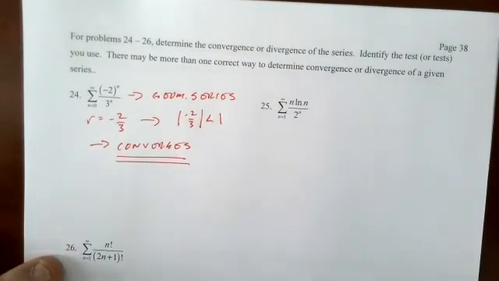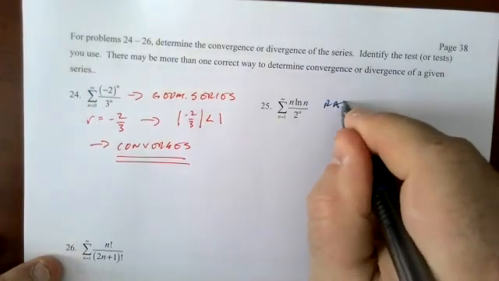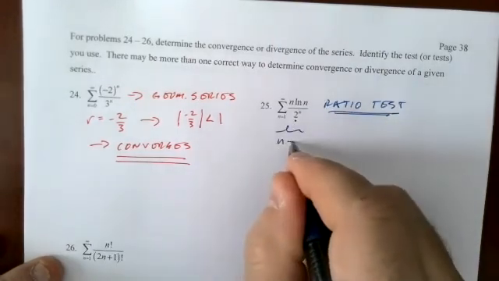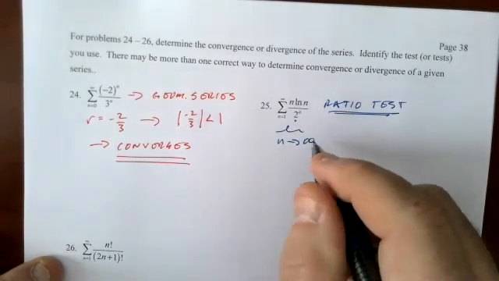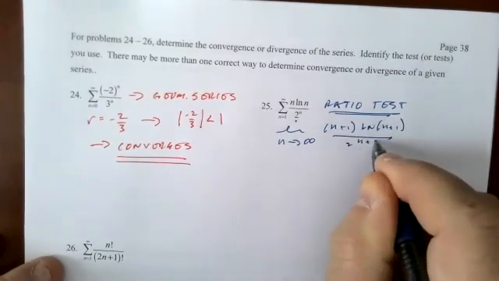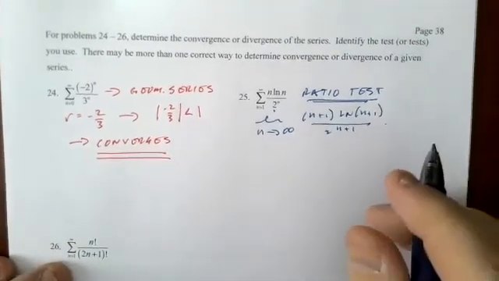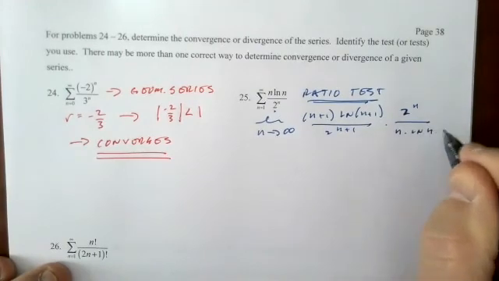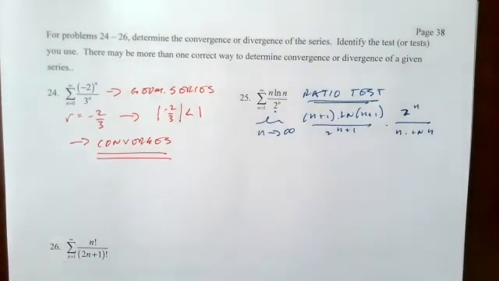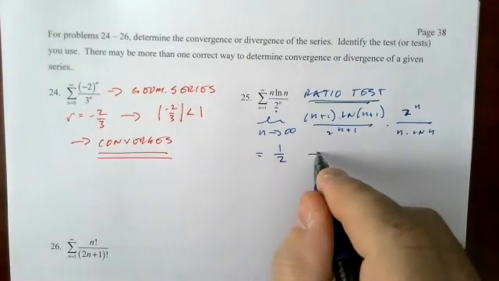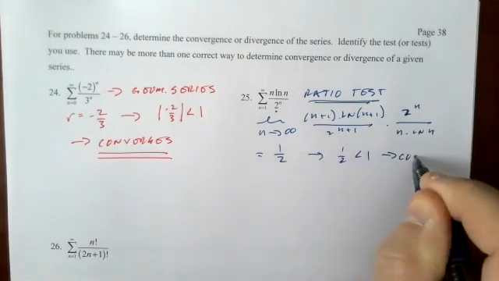Let's do the ratio test. Limit as n goes to infinity, (n plus 1) ln of (n plus 1) over 2 to the n plus 1, times 2 to the n over n times ln of n. ln of n plus 1 and ln of n are going to cancel. n plus 1 and n are going to cancel, and we're just going to be left with 1/2. 1/2 less than 1, converges.